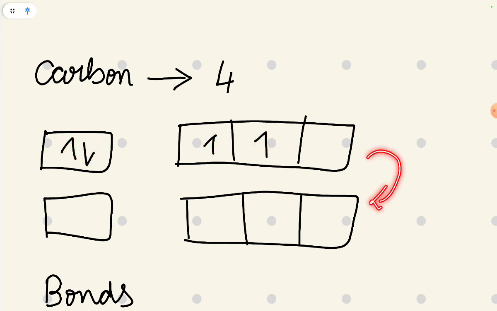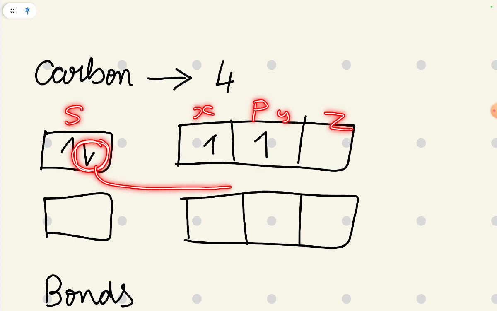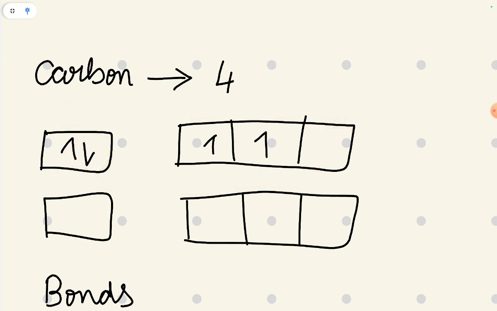When I excite it, this is the first excited state of carbon. What happens? An electron in the s subshell will go to the second shell. This is the p shell, with x, y and z. So the s electron gets excited and goes to the vacant orbital of the same second shell. Once again, this electron gets excited and goes to the vacant pz orbital.